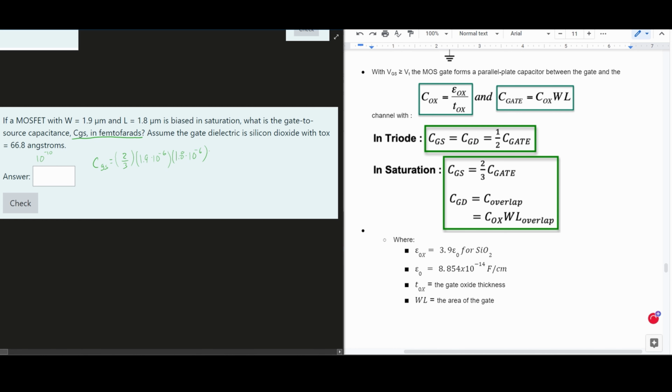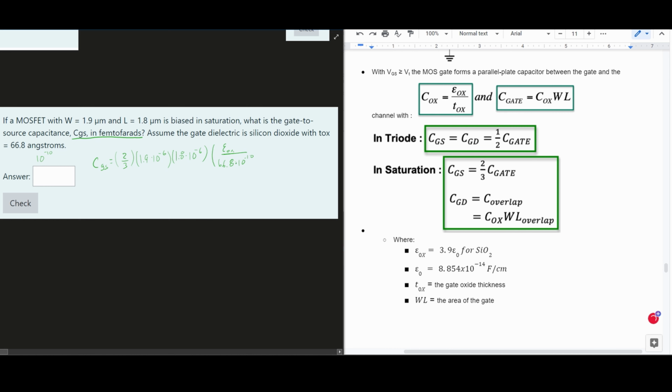And then we have our COX. Our COX is going to be this EOX over this TOX. And our TOX, we know to be 66.8 times 10 to the negative 10. So we're going to replace this with 66.8 times 10 to the negative 10.